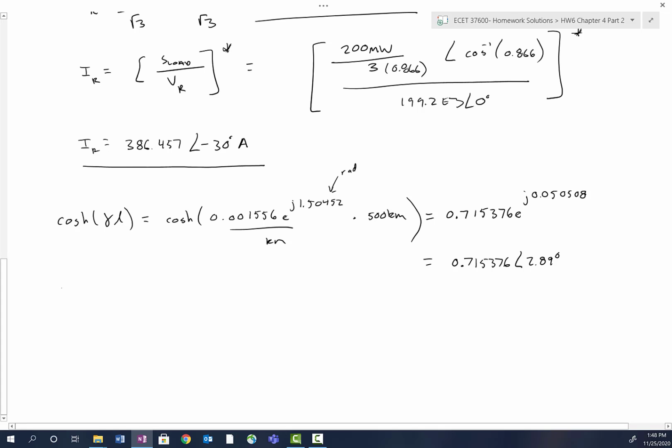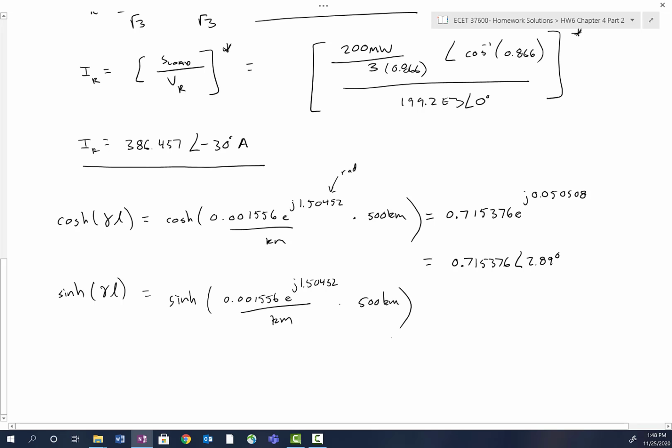So next for our calculations, we want to calculate the hyperbolic sine of the gamma L product. So that is sinh of the same thing that's up here, 0.001556 e^j1.50452 per kilometer times 500 kilometers. So that's the sinh gamma L product.